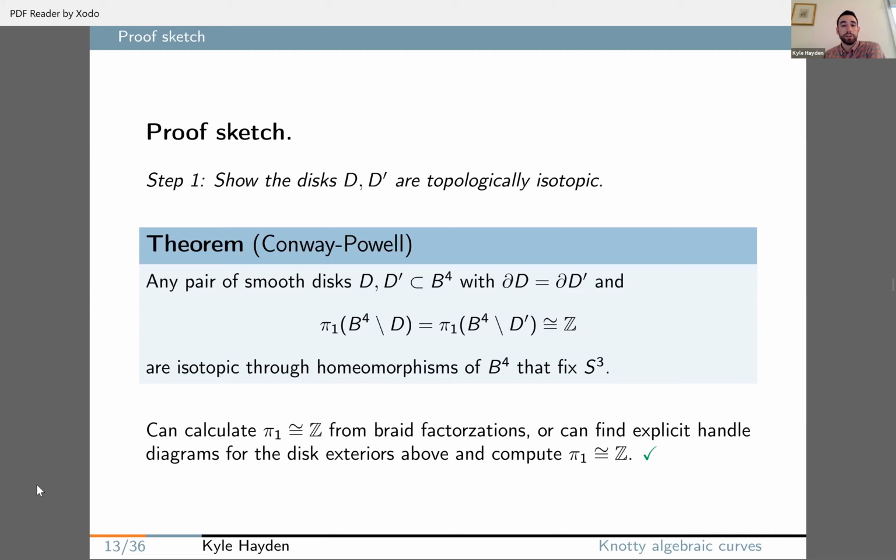And you can calculate the fundamental group of the exterior in multiple different ways. For one thing, there's an algorithm for reading off the fundamental group of the complement of a braided surface from the braid word. That's one approach. Or you can just explicitly build up a handle diagram for the disk exteriors, and that'll give you a presentation for the fundamental group as well. So one way or another, yeah.